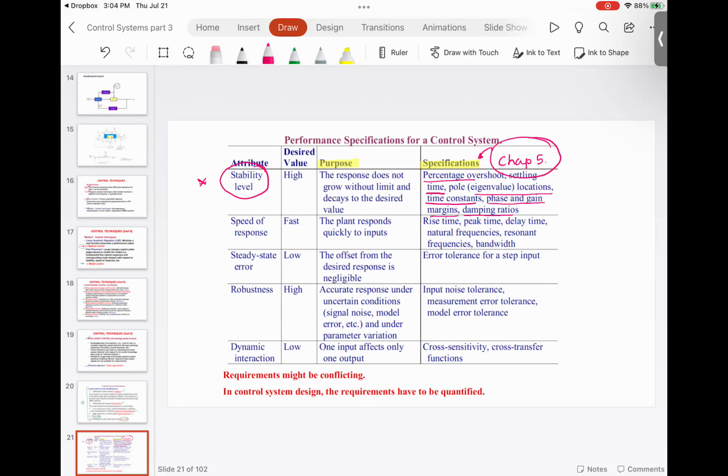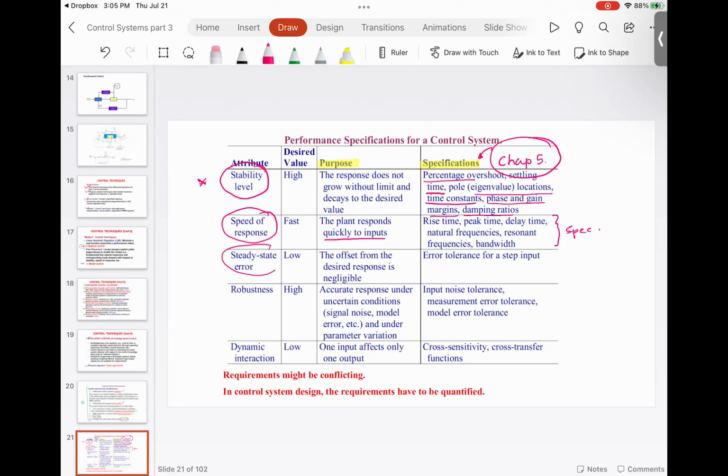The next thing is the speed of response. We want it to be super fast. So the plant should respond quickly to inputs: rise time, peak time, delay time, natural frequencies, resonant frequencies, and bandwidth. These are the specifications that you want.